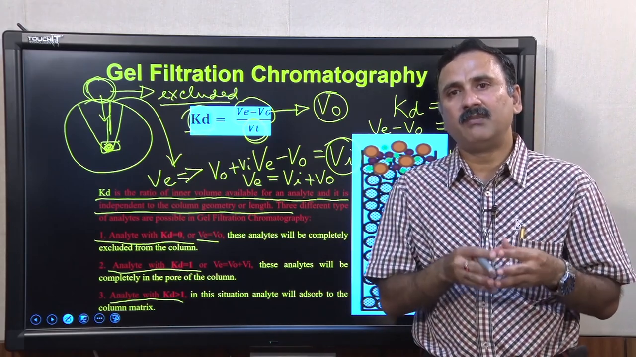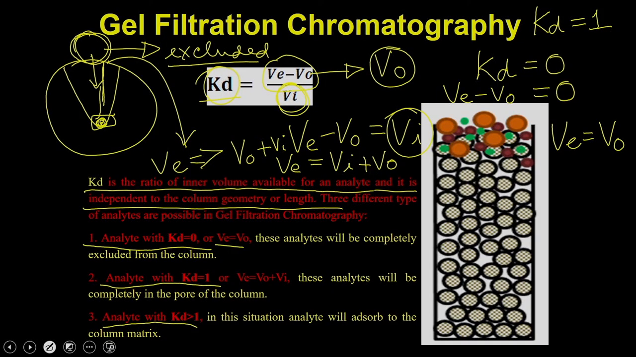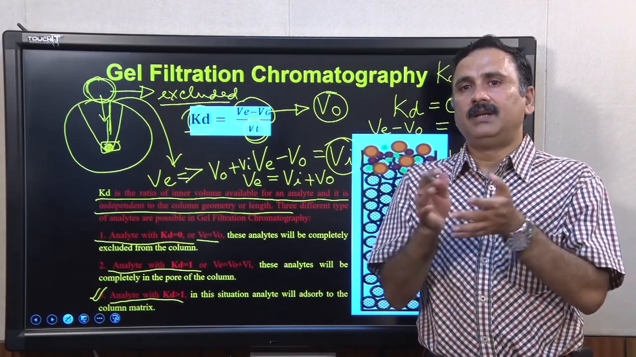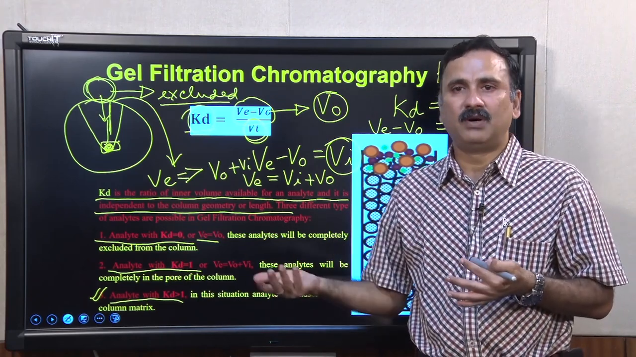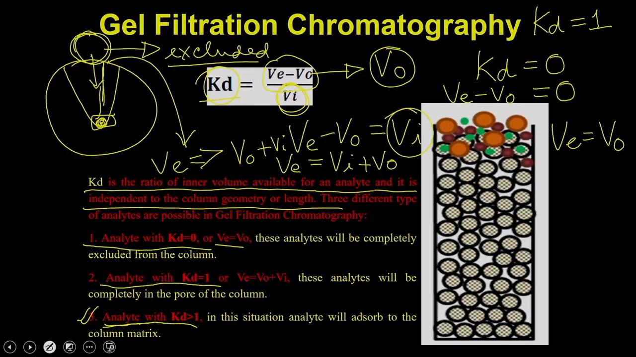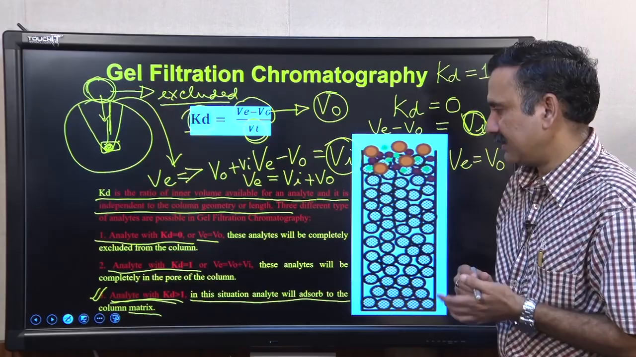If the molecules are not coming out in 25 ml, this means they are falling into the third category where the KD value is more than 1, which means the molecules are binding to the column and you need to do some harsh treatment so that these molecules will come out from the column. So if you have an analyte where the KD value is more than 1, in this situation the analyte will adsorb onto the column matrix, and that is not a desirable situation as far as gel filtration is concerned.